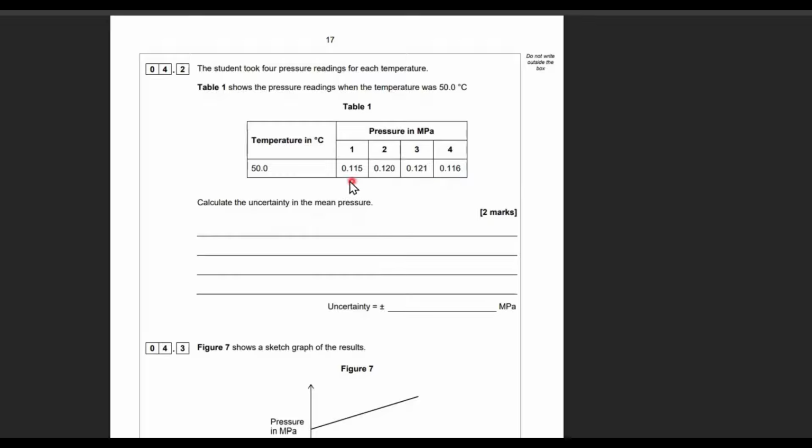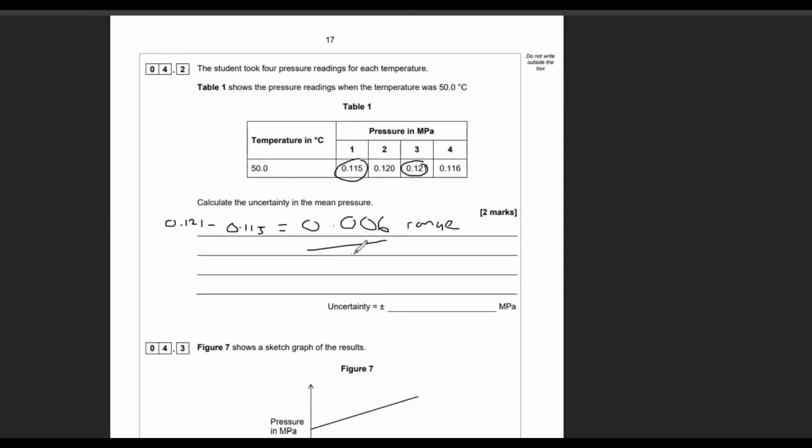Right, in order to calculate uncertainty, we need to find the range in the results, and then we need to halve it to find how much above and how much below it is likely to be. What's the lowest number here? The lowest number is 0.115. What's the biggest number here? The biggest is 0.121. So 0.121 take away 0.115 equals 0.006. That there, folks, is the range in the results.